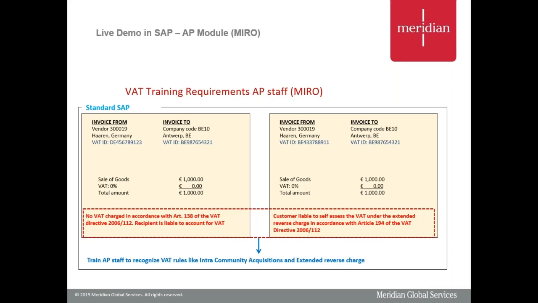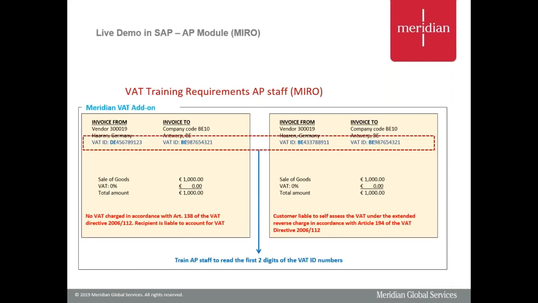So instead of training AP staff how to recognize those rules, all we ask with the Meridian VAT add-on is that the first 2 digits of each VAT ID on the invoice is taken into account. And with that information, Meridian can take over and do a full automation of the tax code.